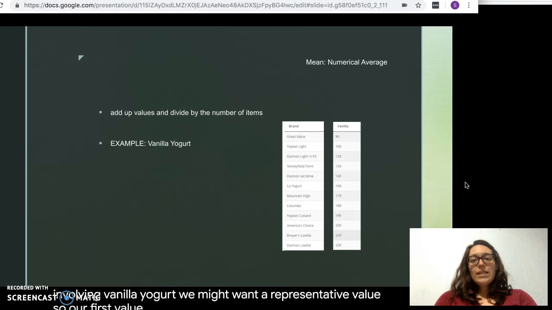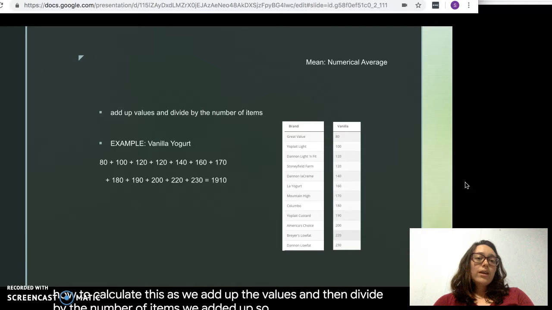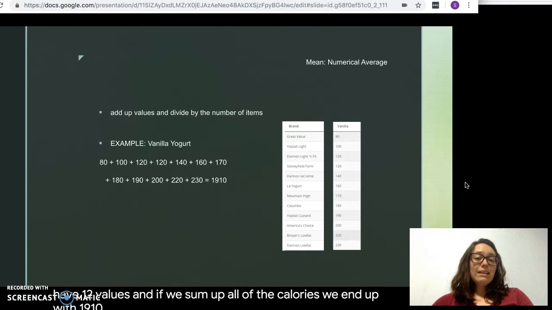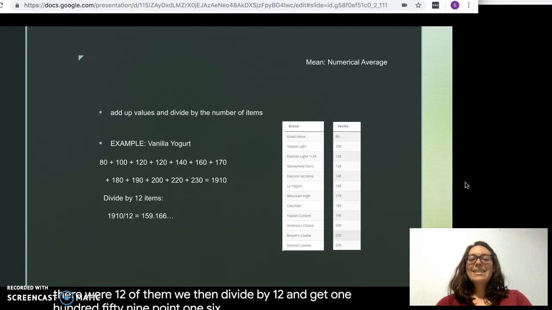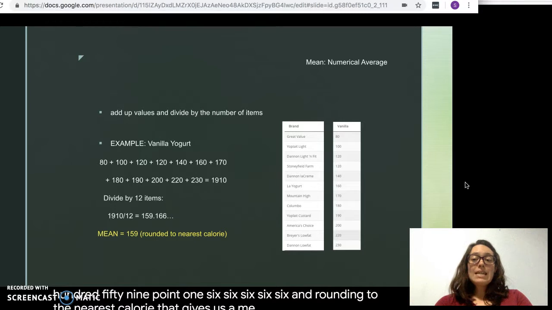Our first value is mean, which is the numerical average. To calculate this, we add up the values and then divide by the number of items we added up. In our example, we have 12 values, and if we sum up all of the calories, we end up with 1910. That's the total sum of all 12 values. Because there were 12 of them, we then divide by 12 and get 159.166666. Rounding to the nearest calorie, that gives us a mean value of 159.